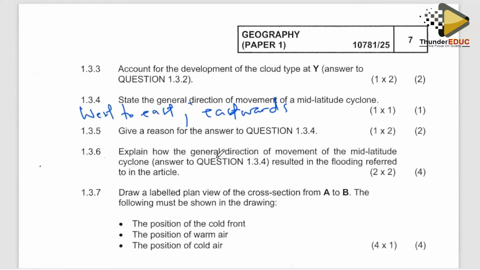Give a reason for the answer to question 1.3.3. Right, this is grade 11. I might not need to waste time. I'll just give you the response. They move from west to east under the influence of the westerly winds. The westerly winds are the ones that drive them to move from west going to east. So they are influenced by the westerly winds. They move from west to east under the influence of westerlies or the westerly winds.